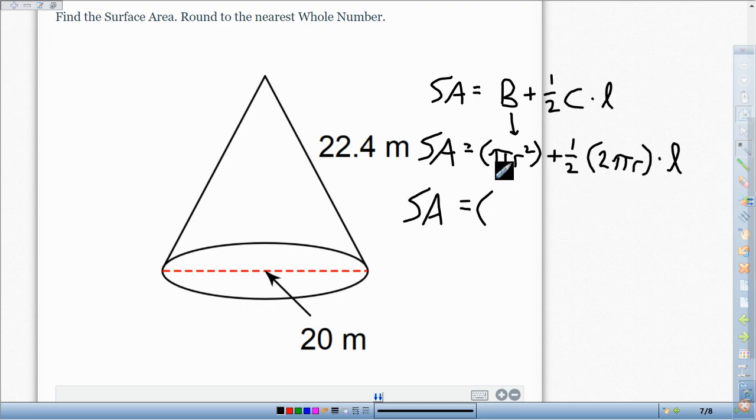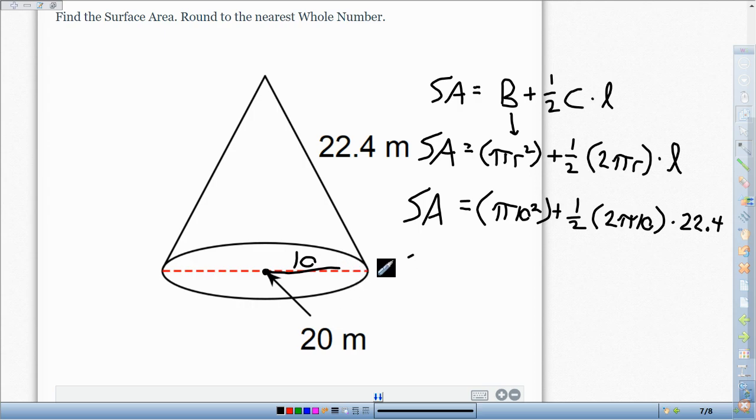Big thing, radius. They're not giving us radius. They're giving us diameter. The radius is going to be half that, a 10. Be careful of that. So we got pi 10 squared plus 1/2 circumference, 2 pi 10 times the slant height, 22.4. All right, let's see what happens. So pi 10 squared plus 1/2 in parentheses times 2 pi 10 times 22.4.